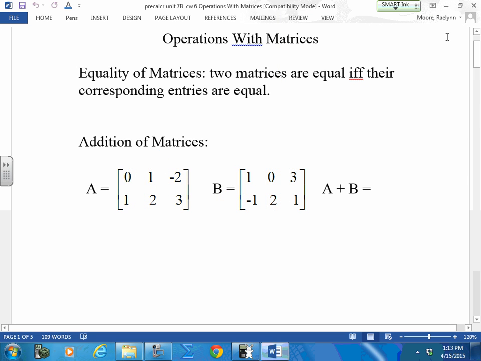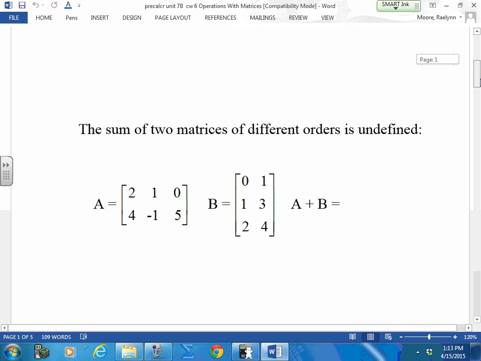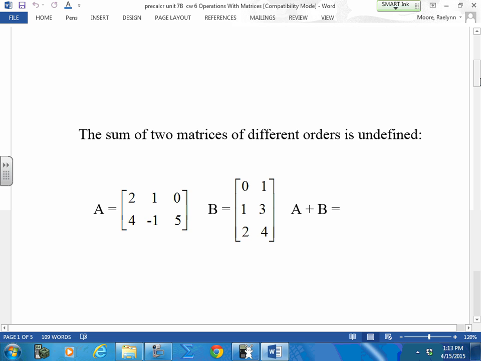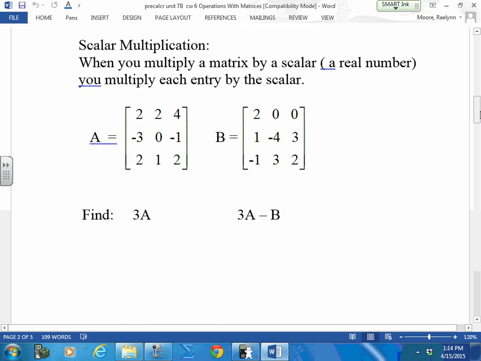Now, sometimes we have two different orders. We just saw that you cannot add two different orders. This is undefined. Can't do this. This is a 2 by 3 versus a 3 by 2. Can't add those. All right. So the next part we look at is called scalar multiplication. When you multiply a matrix by a constant number, it has to be a real number. It can be a fraction, it can be a decimal, it can be negative, it just has to be real, not imaginary.